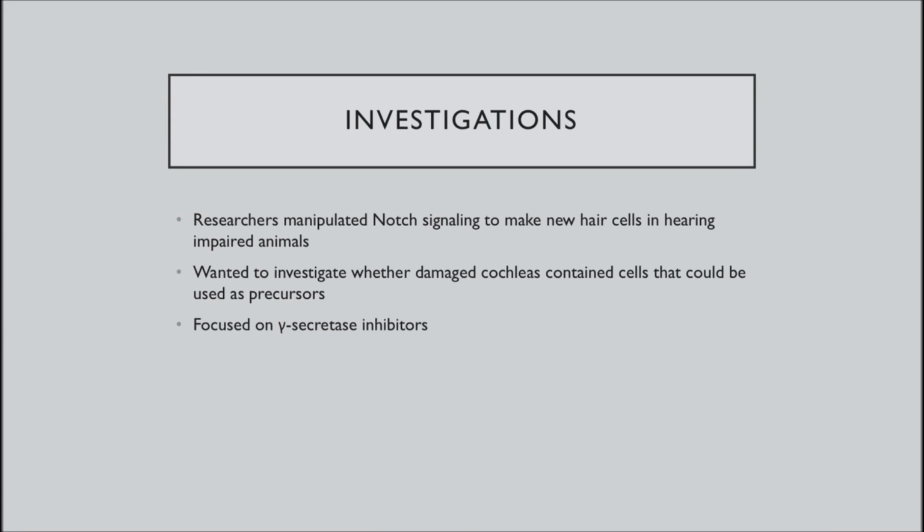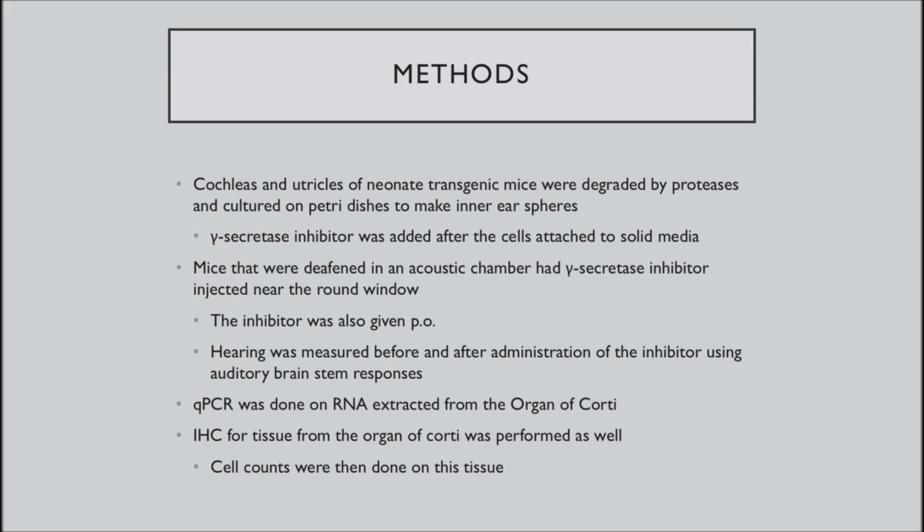Researchers manipulated Notch signaling to make new hair cells in hearing-impaired animals. They wanted to investigate whether damaged cochleas contained cells that would be used as precursors, and they focused on gamma secretase inhibitors to do just that. Multiple methods were used in this paper. Firstly, cochleas and utricles of neonate transgenic mice were degraded by proteases and cultured on petri dishes to make inner ear spheres. Gamma secretase inhibitor was then added after the cells attached to solid media.